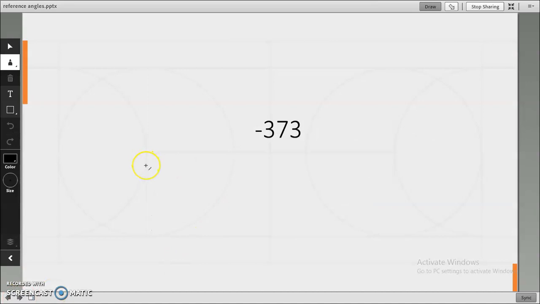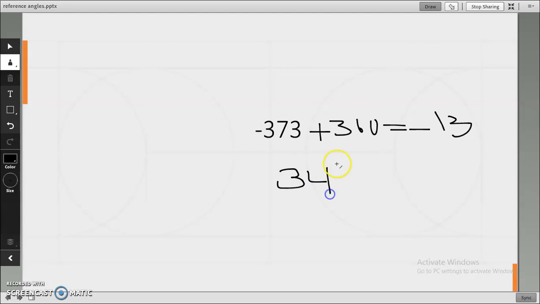All right, negative 373. When I add 360 the first time, I got negative 13, which is still not between 0 and 360, so I'm going to add 360 one more time, and I get 347. So 347 is in quadrant 4.